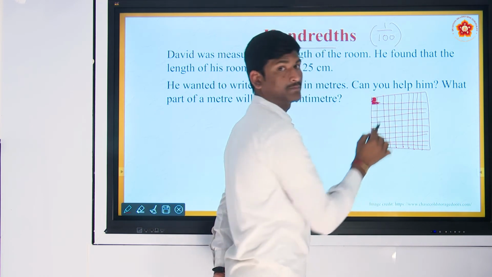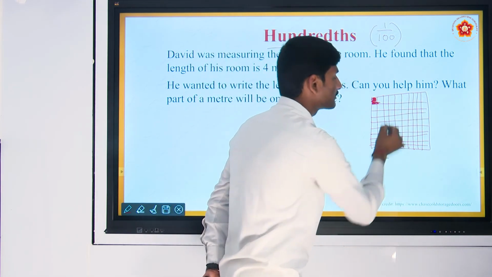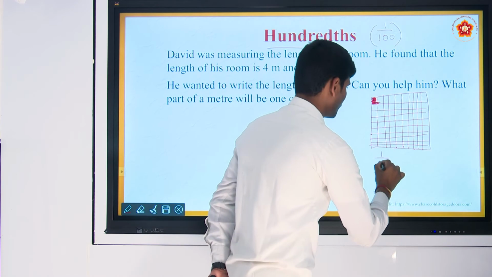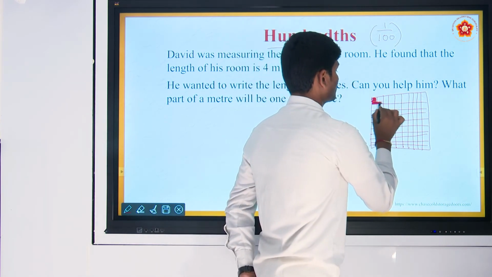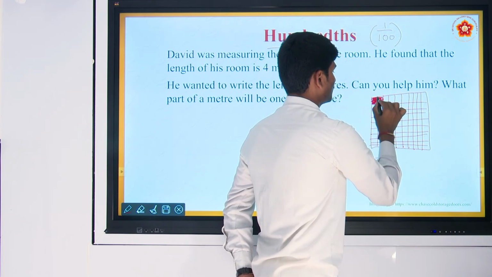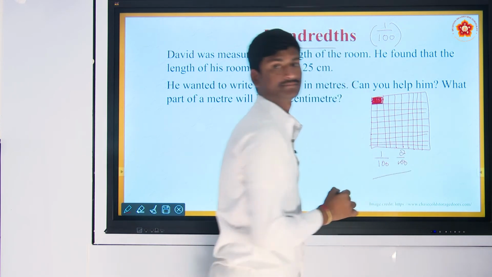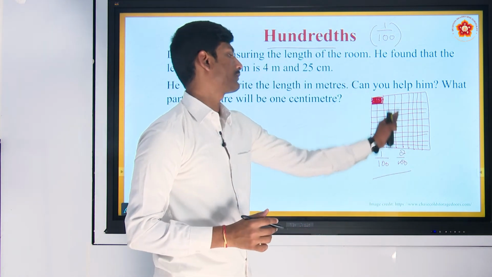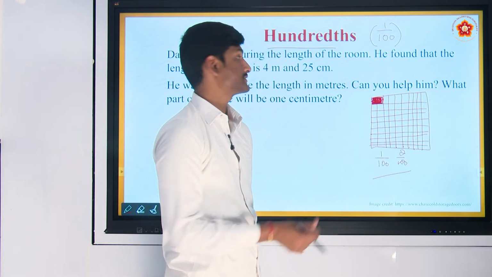What is the value of the first part? That is 1 by 100 of the whole. I take the second. We shade the second. Two divided by 100. Like that. This one block is further divided into 100 equal parts. That is the hundredths place.